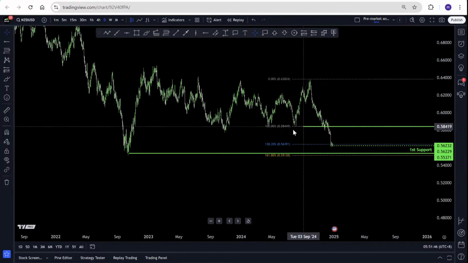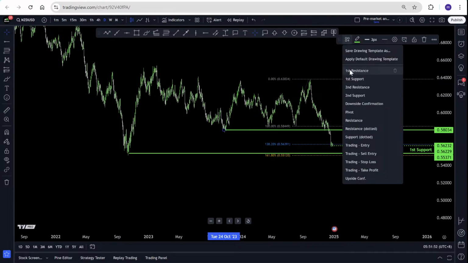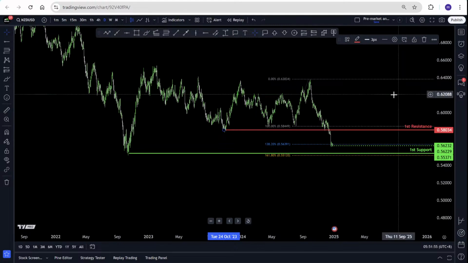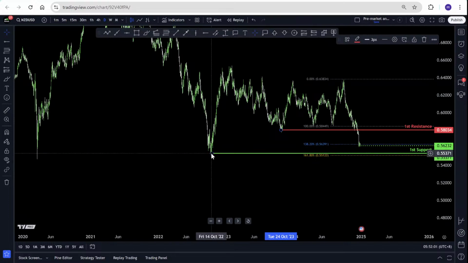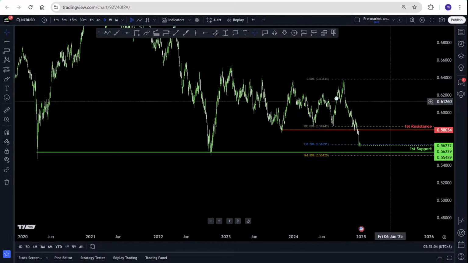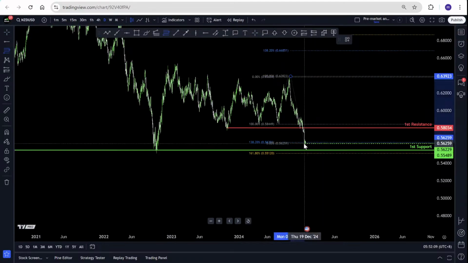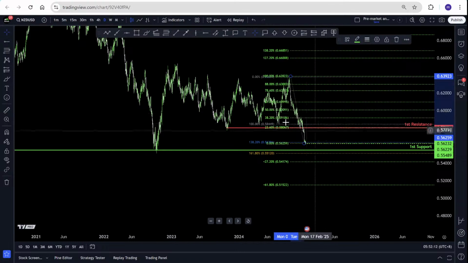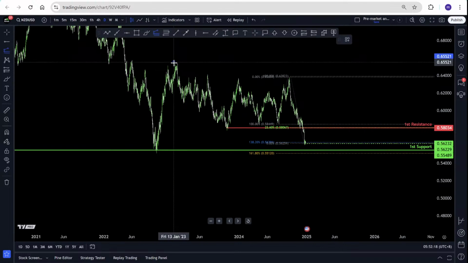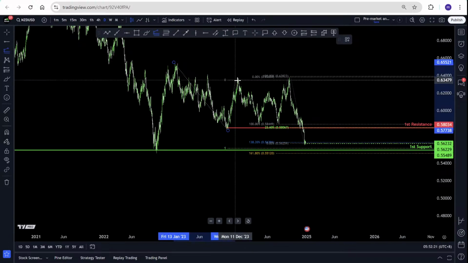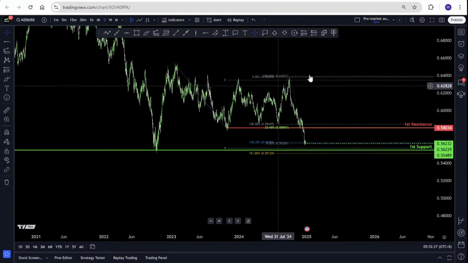Okay, so quickly getting back to our levels. This will be my first resistance. Yeah, I'm happy with this. So now I'm going to go in with my retracement first. Okay, my 23.6 lines up with my first resistance. We have a 100% that lines up with my first support.